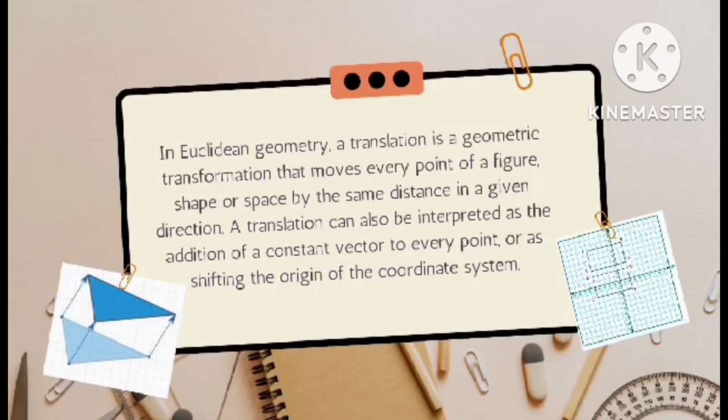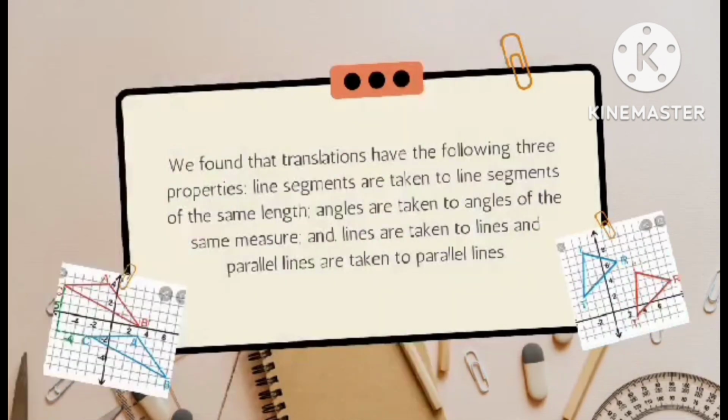Translation is a geometric transformation that moves every point of a figure, shape, or space by the same distance in a given direction. A translation can also be interpreted as the addition of a constant vector to every point, or as shifting the origin of the coordinate system. Translation is a type of transformation that takes a point or a figure and slides it the same distance in the same direction. Translation can also mean an interpretation from one language or situation to another.